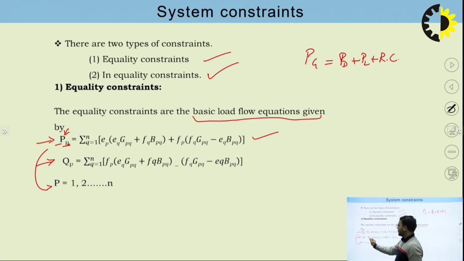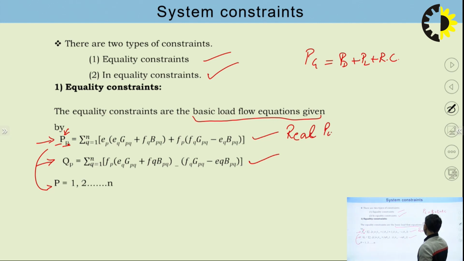Similarly, you can have reactive power generation over here. So what is reactive power generation? Sum over Q equals 1 to N of FP EP GPQ plus FQ BPQ minus FQ GPQ minus EQ BPQ, this one. Okay, so by this you can have real power and reactive power, and this is reactive power. By this you can have your equality constraints.